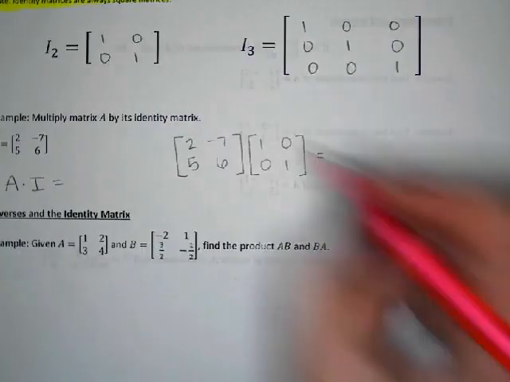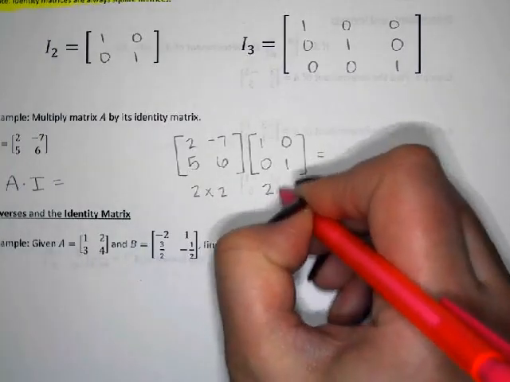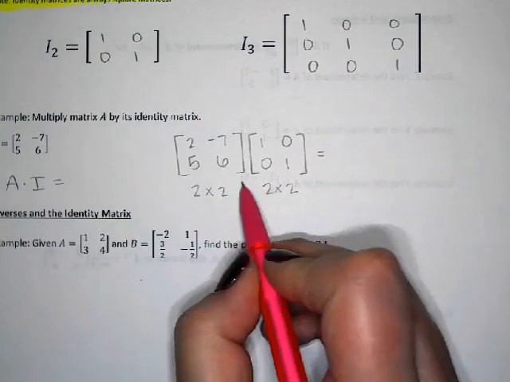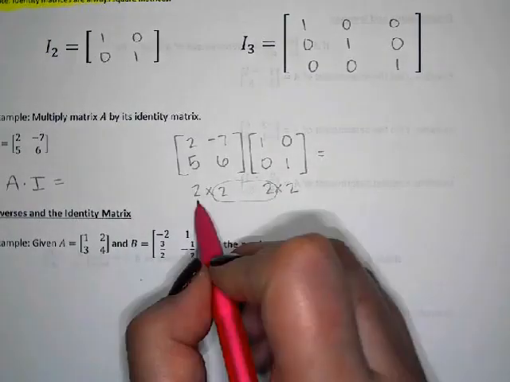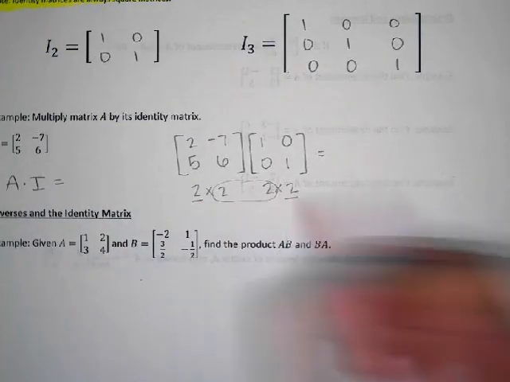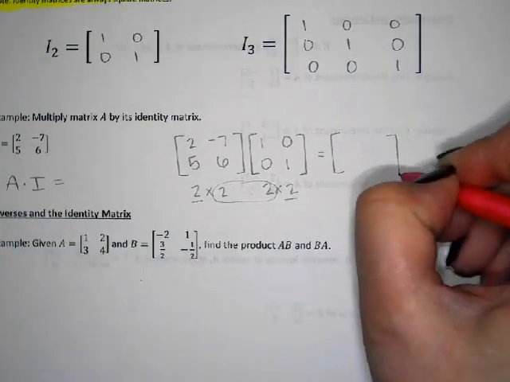And if I have a 2x2 multiplied by a 2x2, then I can see that the 2 in the middle match, and I'm going to get a 2x2 as an answer. So I already know my answer is going to look like this.